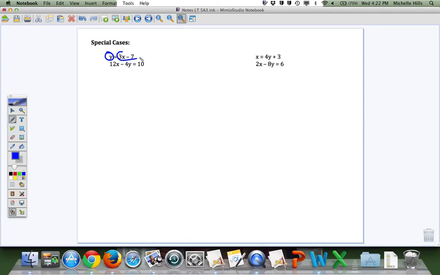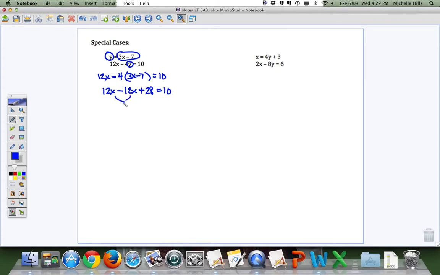y has a value of 3x minus 7. So where I see y in the second equation, everything else is going to get copied down. The 12x minus 4, big parentheses where the y was, equals 10. But the y will be replaced with 3x minus 7. Now when I distribute, negative 4 times a positive 3x is going to make this a minus 12x. Negative 4 times negative 7 is a positive, so plus 28 equals my 10.